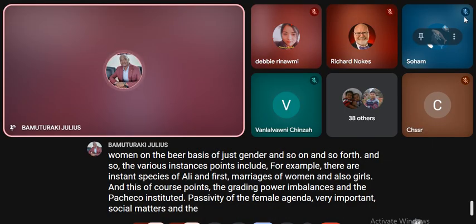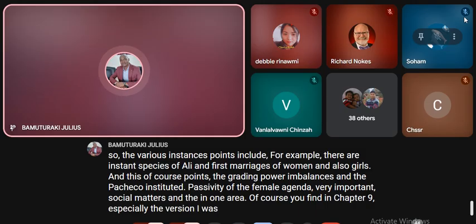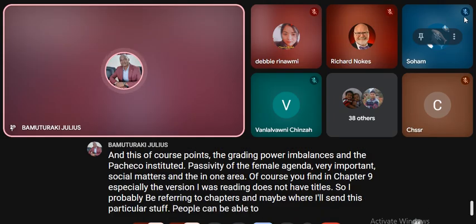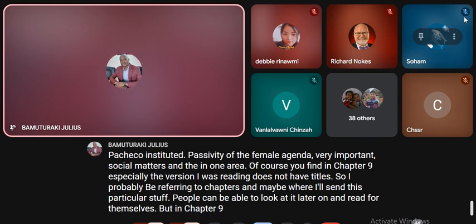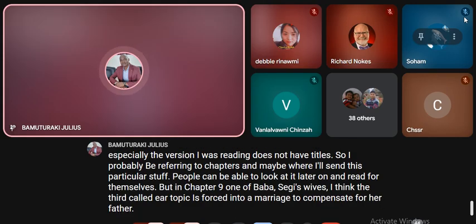And in one area, of course, you find in chapter 9, especially, the version I was reading does not have titles, so I could be referring to chapters, and maybe when I send this material, people will be able to look at it later on and read for themselves. But in chapter 9, one of Baba Segi's wives, I think the third, called Iyabode, is forced into a marriage to compensate for her father's poor agricultural crop yields.